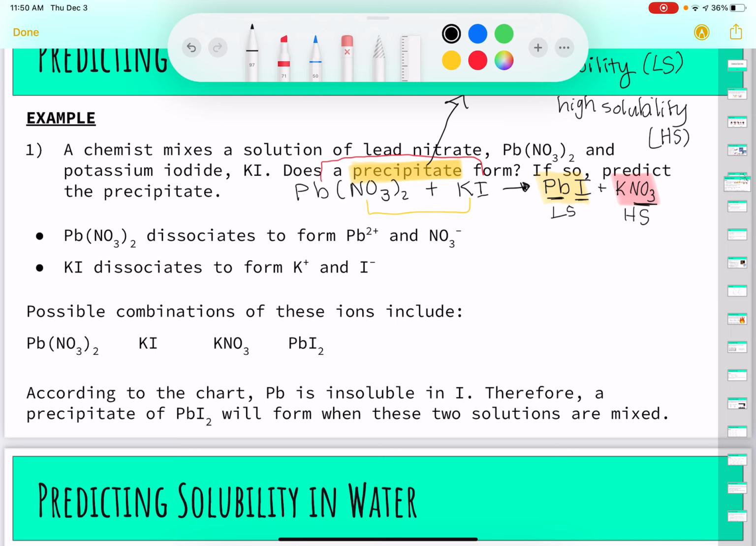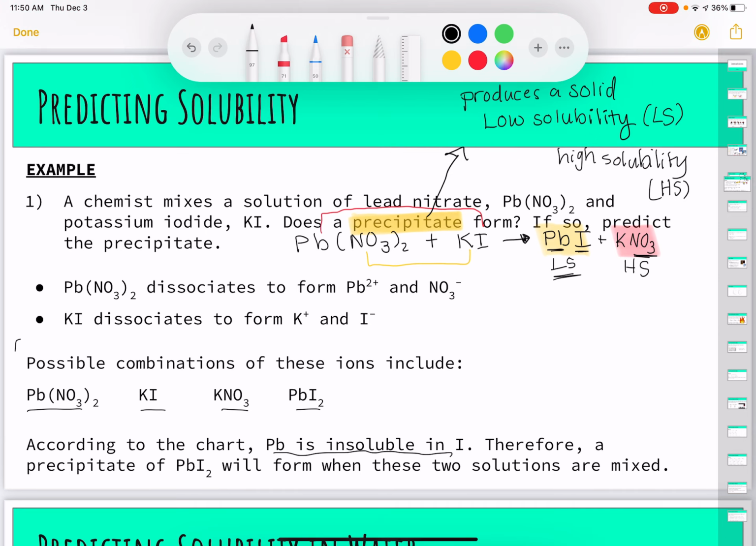Okay. So that's what they're doing there. They've explained it a little bit differently. They're going through, okay, well, this breaks down in water. These are the possible combinations of ions. And then according to the chart, PB is insoluble with I, which we found out. That's why we wrote low solubility. Therefore, a precipitate will form. Okay? So the question's asking, does a precipitate form? If we're going to write this out, yes.